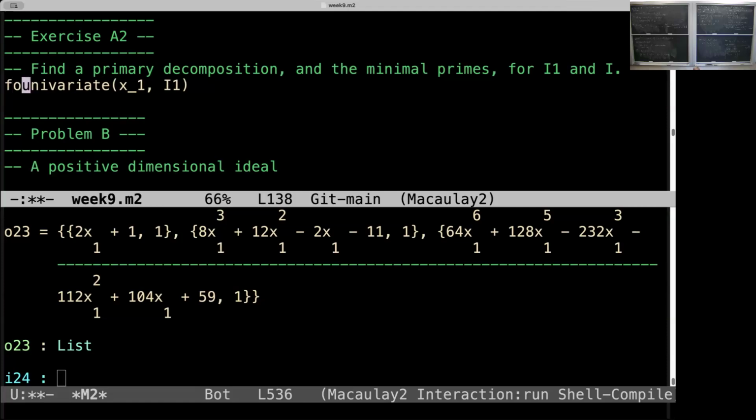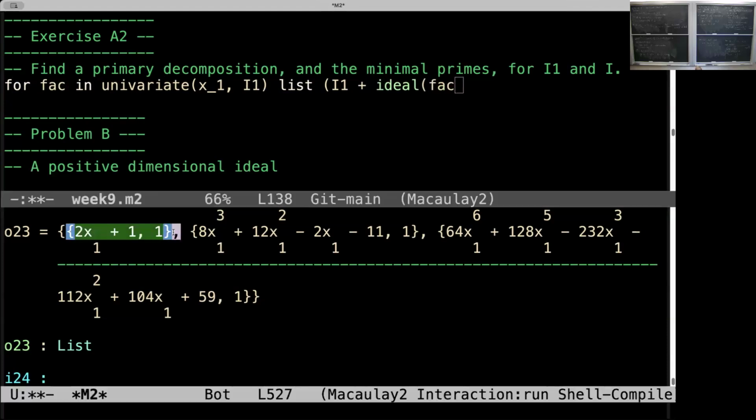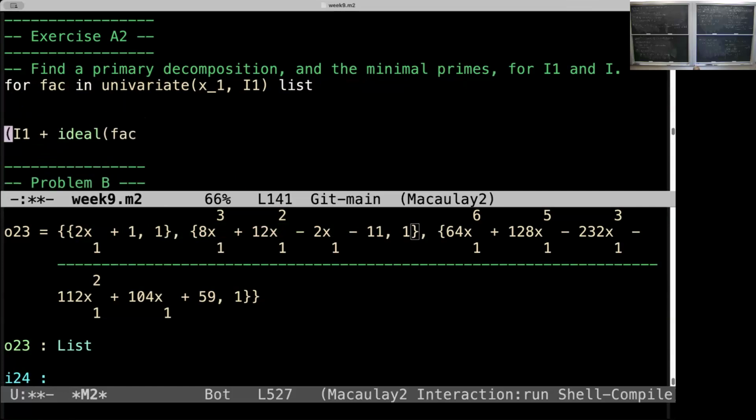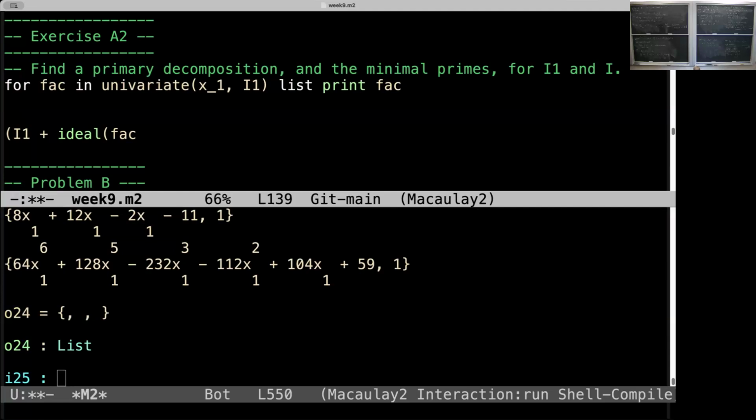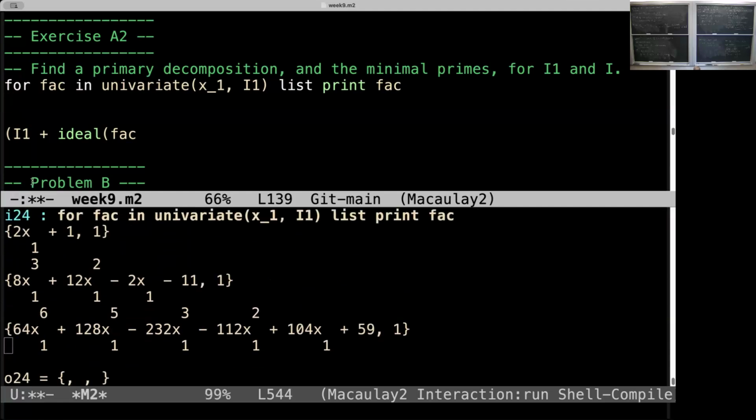I'm going to do the following. I'm going to say for fac in univariate of this list, and now I'm going to take I1 plus the ideal of fac, which is now going to be one of these two things, 2x1 plus 1, or this list here, or this list here. In fact, let's do it this way first. I'm going to do the list, and I'm going to print fac, okay? And it returns some lists, at each part of the list, I'm giving it this, then this, then this. That's actually a useful way to see what's in a list sometimes.